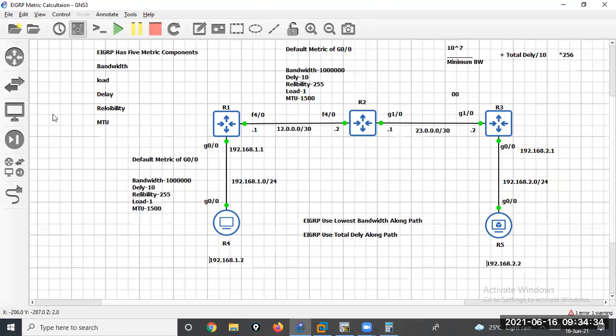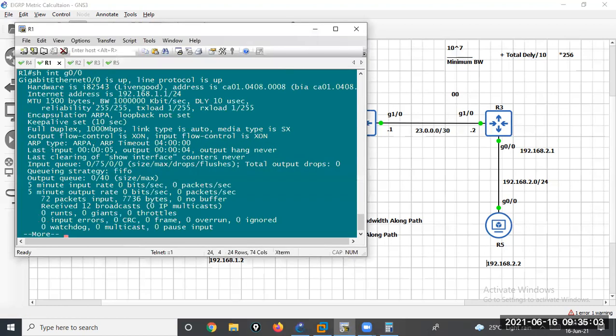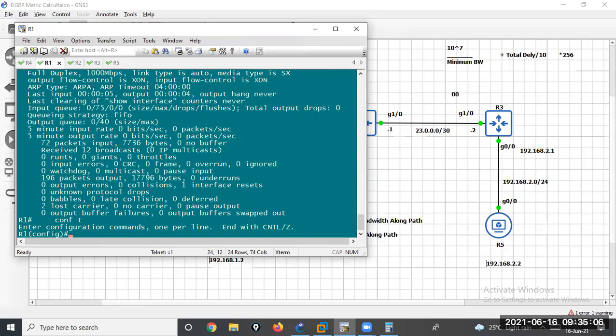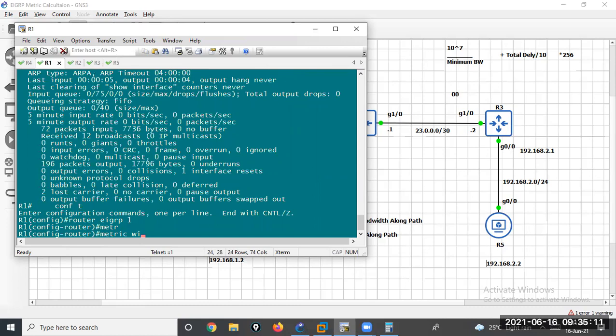Now the important thing is that EIGRP uses only minimum bandwidth and delay. Why does it use only these two values? Based on the K values. For example, if you want to use only bandwidth and don't want to use delay, you can disable delay. How can you disable delay? Now I will go to router 1 and enter router EIGRP 1.